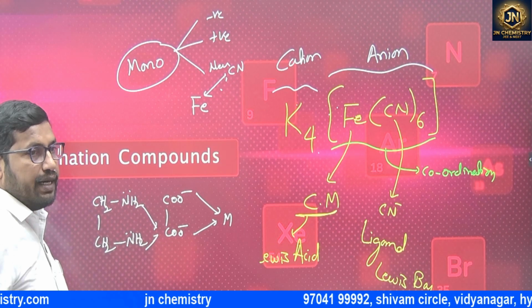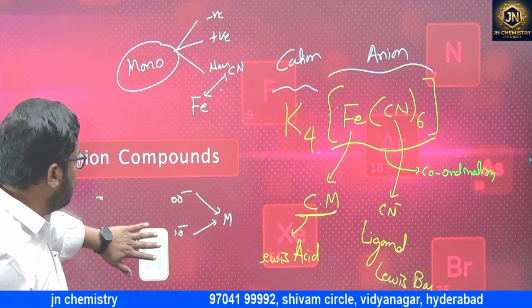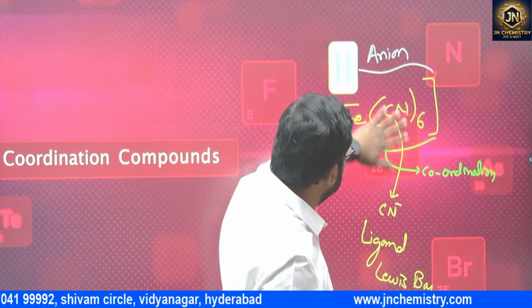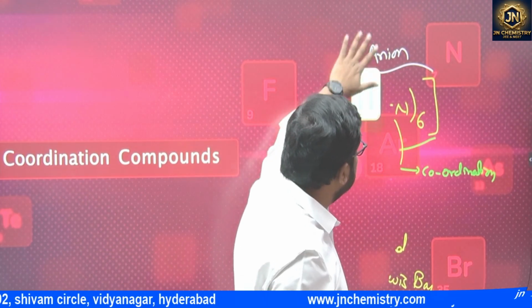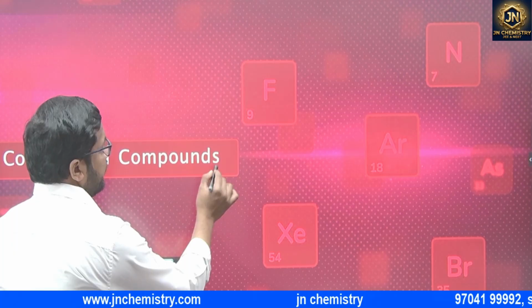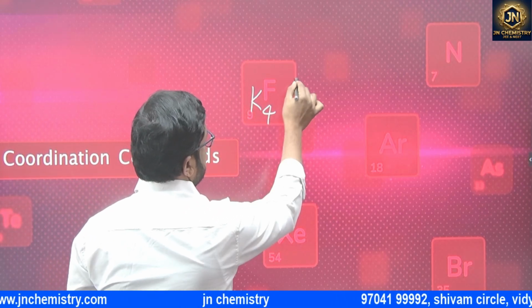This is also bidentate. It means there is no need to learn all the ligands by heart. What we need to do is identify which type of ligand it is. For example, what is the use of identifying the ligand? Take the same example, K4[Fe(CN)6].